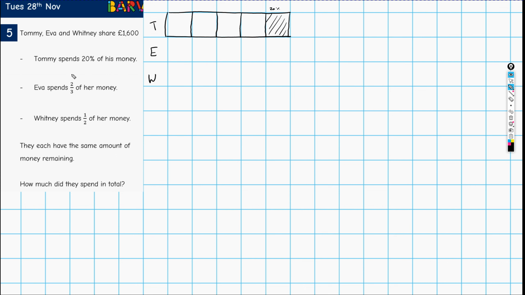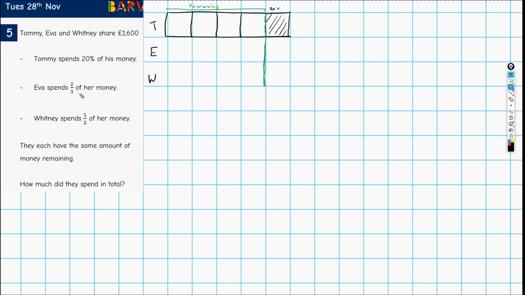What else are we told? Well, we're told that they each have the same amount of money remaining, and that's really important to be able to draw the other bars. So this is what Tommy has remaining. And that shows us the extent to which Eva and Whitney's bars are going to extend. So what are we told?